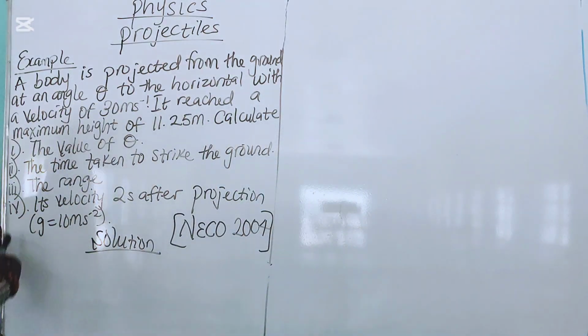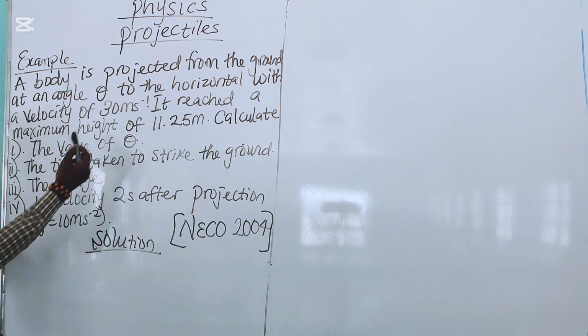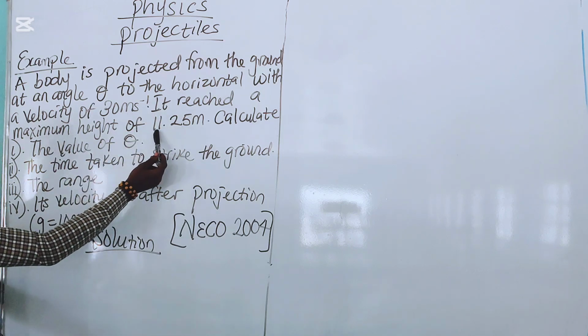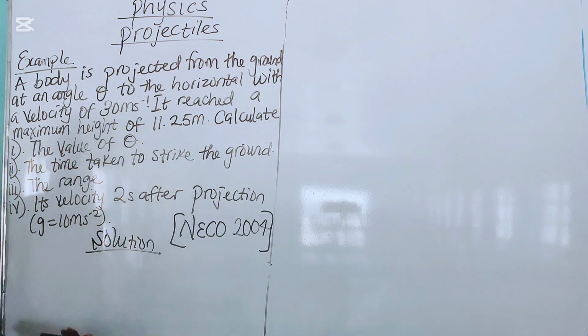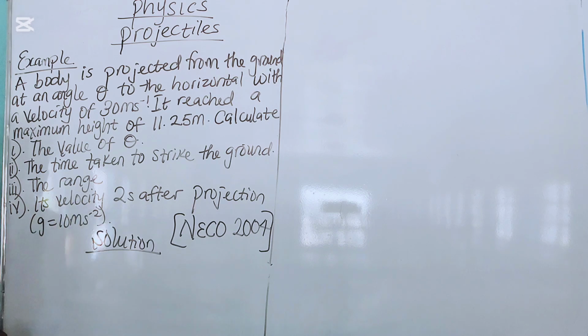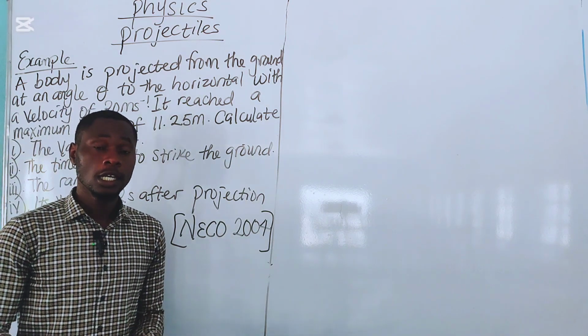Okay, so the question says that a body is projected from the ground at an angle theta to the horizontal with a velocity of 30 meters per second. If it reaches a maximum height of 11.25 meters, calculate: 1. The value of theta, 2. The time taken to strike the ground, 3. The range, and 4. Its velocity 2 seconds after projection. We are given g to be 10 meters per second squared. This is a NECO question 2004.